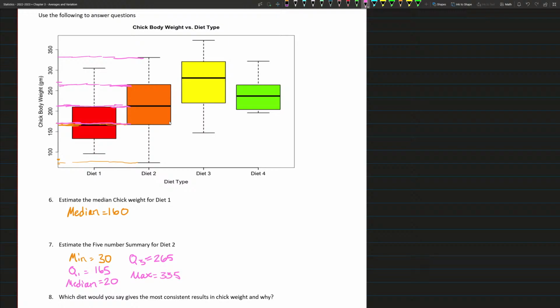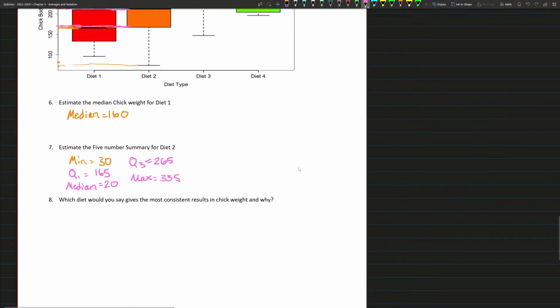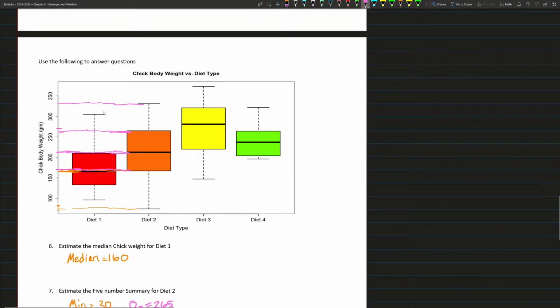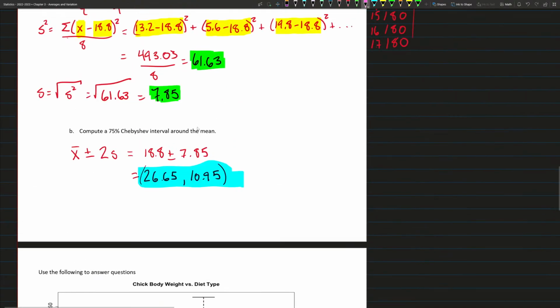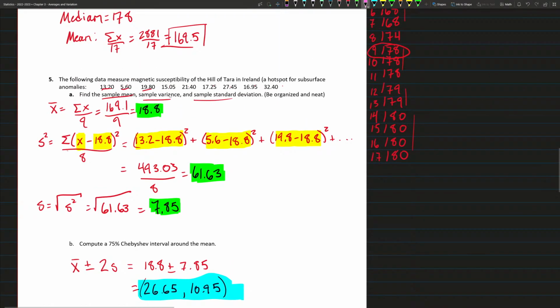Okay, so that is the entire test. It's going to be really, really similar to this. You will definitely have a question like this last page on the test. All of these questions are going to be about the same, probably with different sets of data.